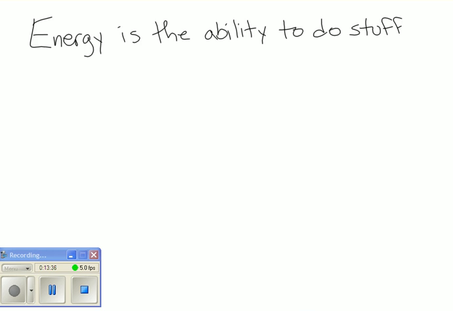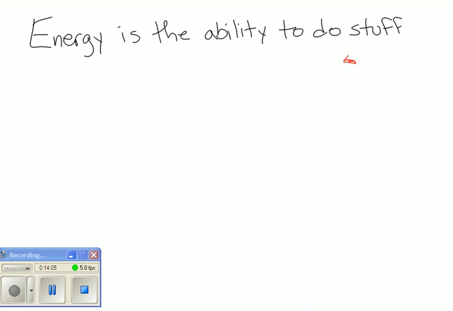What is energy? Energy is the ability to do stuff. That can't answer every question. You can't understand everything if you keep this in mind, but you can't do anything if you don't keep this in mind.